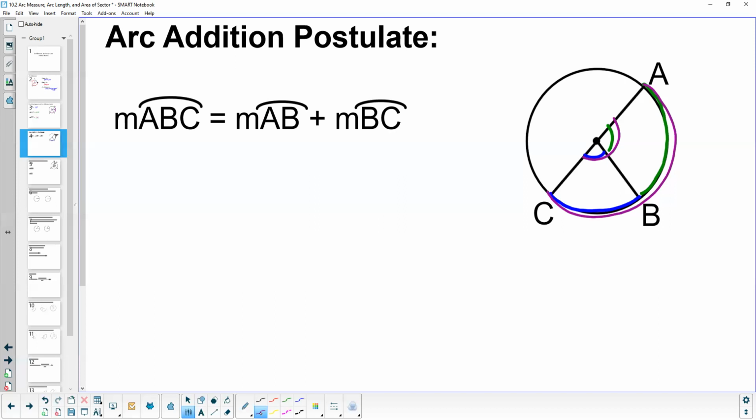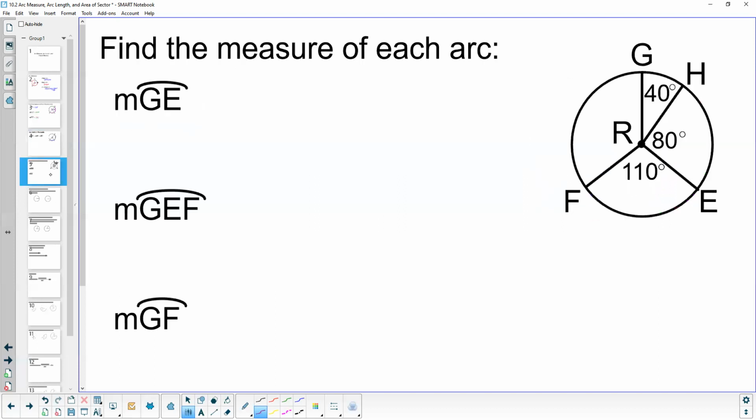How cool is that? Okay, so that is postulate number one. Using that idea, let's figure out what the measures of these different arcs are. So we want to figure out what the measure of arc GE is. So we're going to go from here all the way around here. Well, by that arc addition postulate, I can add up the arc of GH plus the arc of HE.